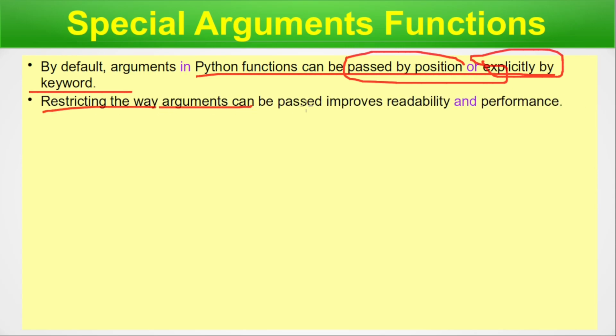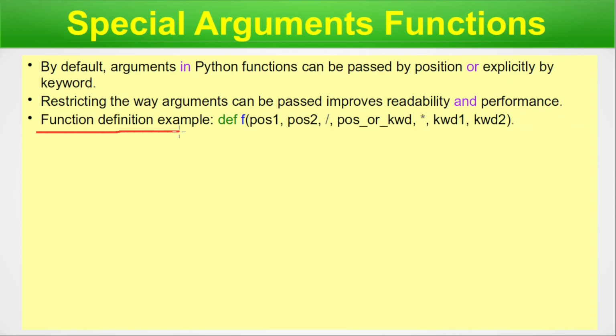Restricting the way arguments can be passed improves the readability and the performance. So this is the beauty of Python, that we can play with the arguments, which was, I think, not possible in the C language, which was very stiff in this kind of nature. Next, we have a function definition example: def, then we have position 1, position 2, then position or keyword, then keyword, then keyword. This could be a star, this could be a slash. So this is the flexibility.